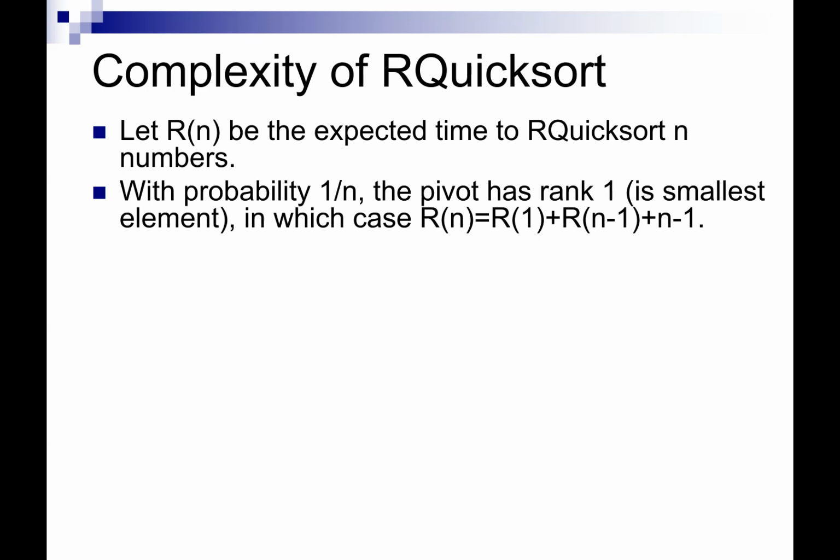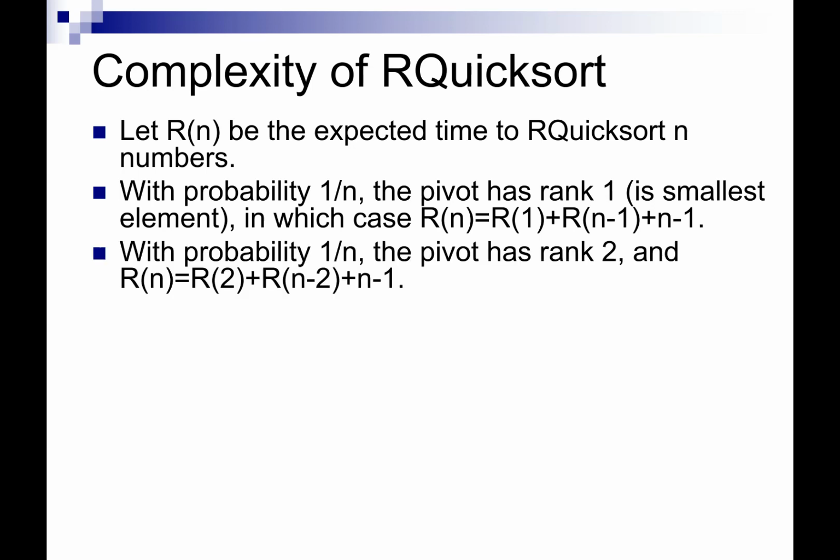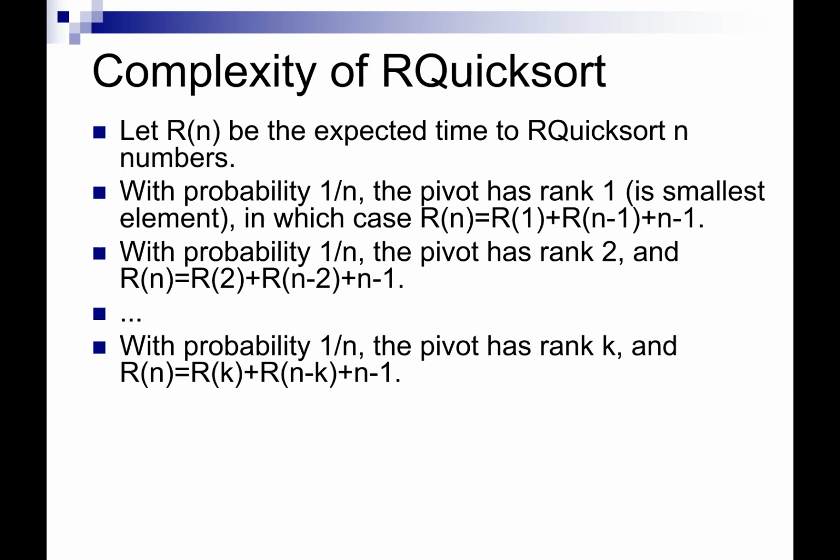Because there's only a 1/n probability that you happen to pick the smallest element as your pivot. Now, it's also possible that you pick the second smallest element as your pivot. If that happened, then the running time would be R of 2, because you have 1 element on the left and then n-2 on the right. But again, this also happens with small probability, 1/n. And in fact, you can just keep doing this. You can say that I pick the rank k element, the kth smallest element, as the pivot, and then my running time is going to be like this, and the probability that this happens is 1/n, because there's just a 1/n probability I happen to use the kth element as my pivot.